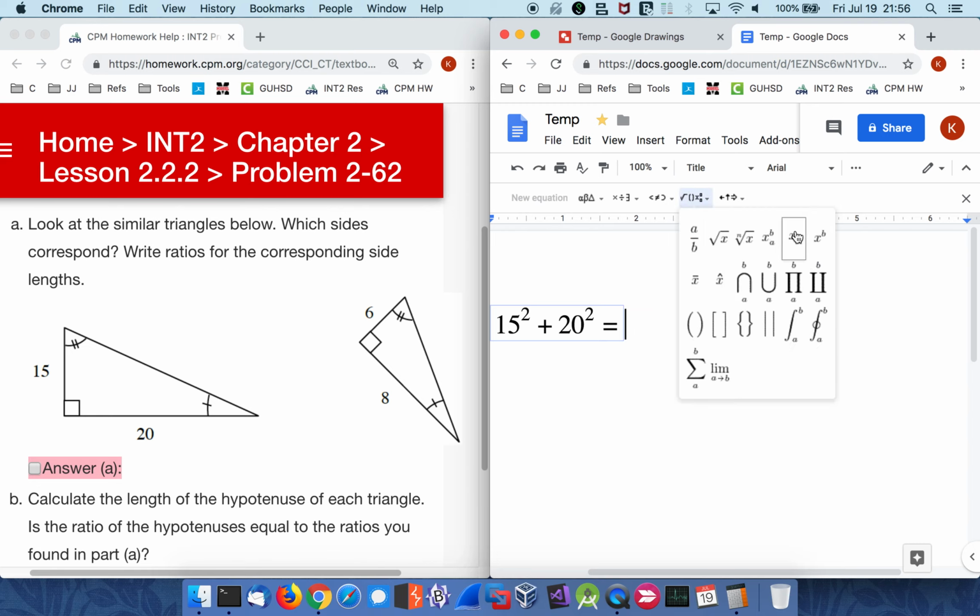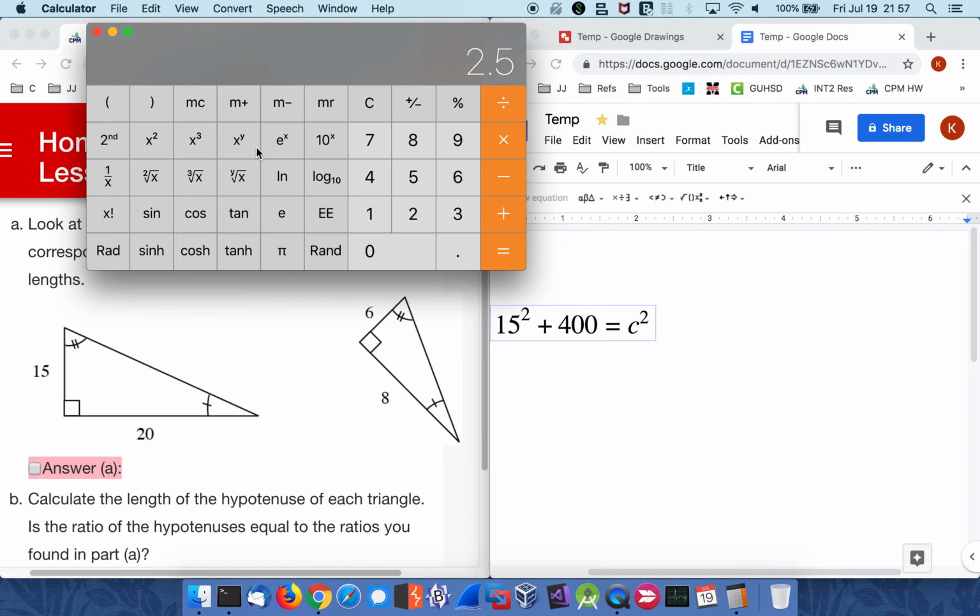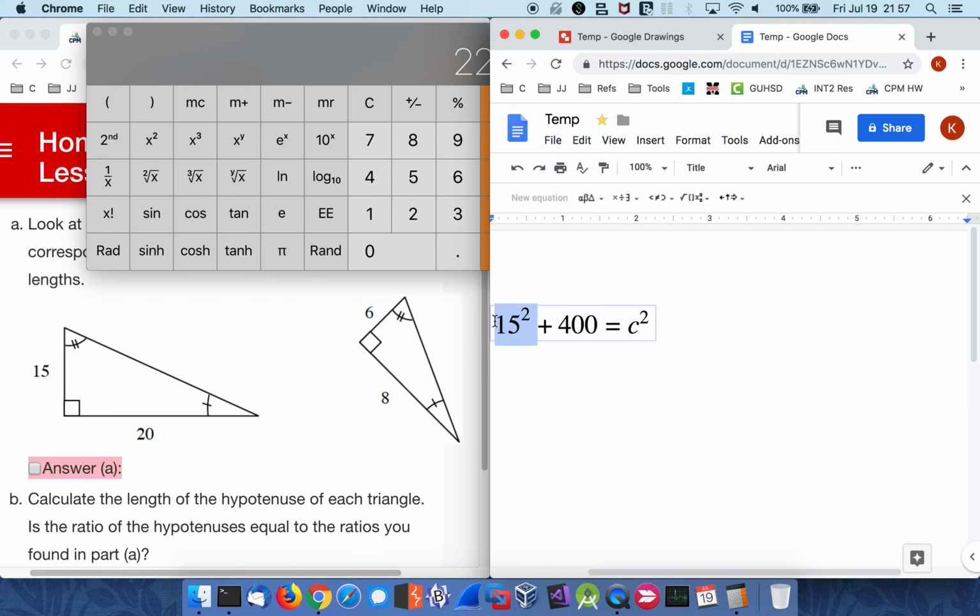Let me try that one more time. Equals c squared. There we go. So if this is c, of course. All right, so let's go ahead and solve that one. That one's pretty easy. That one's 400. 15 squared. Man, I don't remember my 15 squared. What is 15 squared? 15 times 15 equals 225. I should have known that. 225. There we go. So 225 plus 400 is going to be 625.